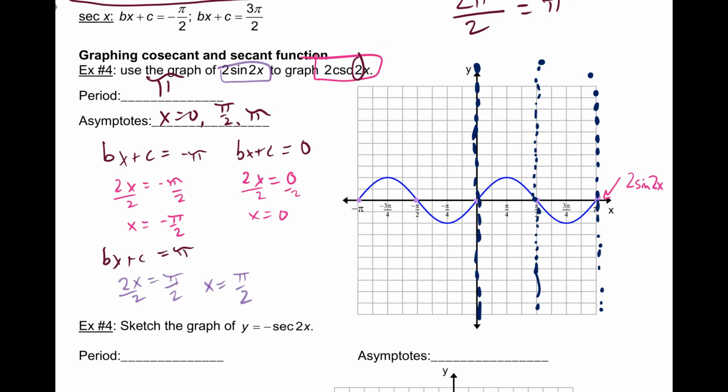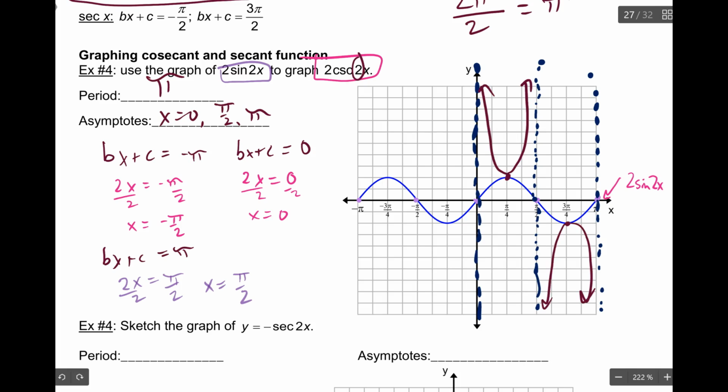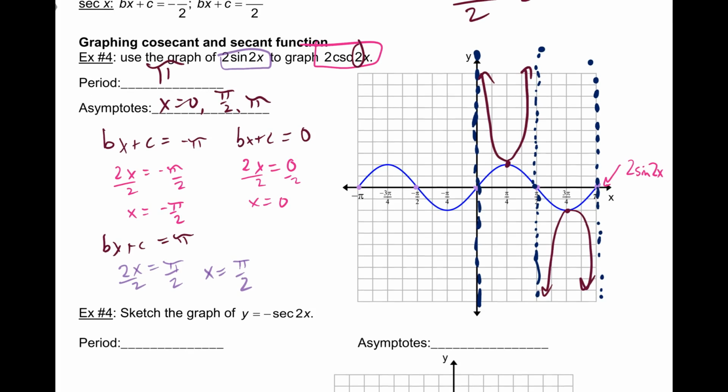So this one, honestly, I know at pi over 4, I'm going to have a value of 1, because the reciprocal of 1 is going to be the same thing. So here, and then you just plot it both ways. All right, try the next one, and then I will go over it. So here's the solution. I'll give you about 5 seconds to do this one, and then pause.